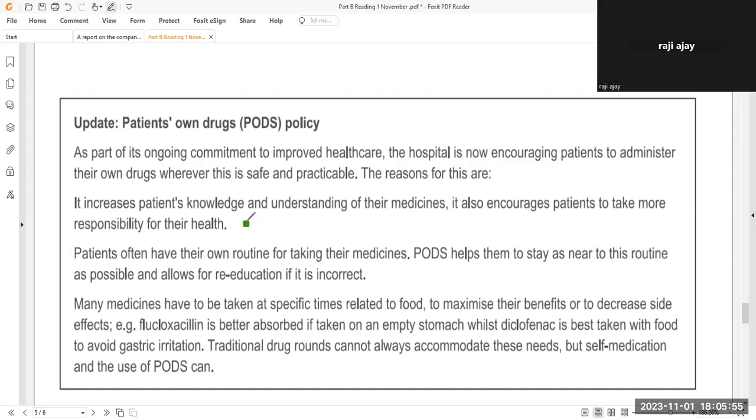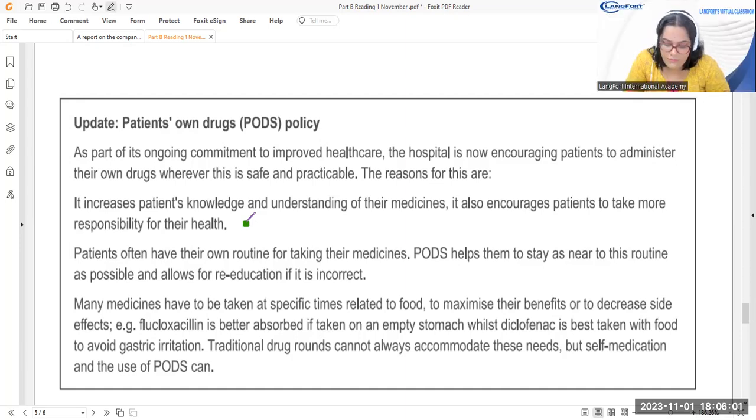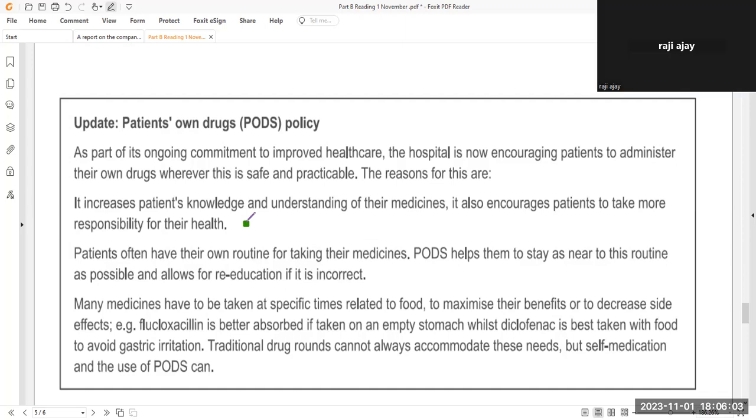Update: patients on drugs, PODS policy. As part of its ongoing commitment to improved healthcare, the hospital is now encouraging patients to administer their own drugs wherever this is safe and practicable. The reasons for this are it increases patients' knowledge and understanding of their medicines. It also encourages patients to take more responsibility for their health.